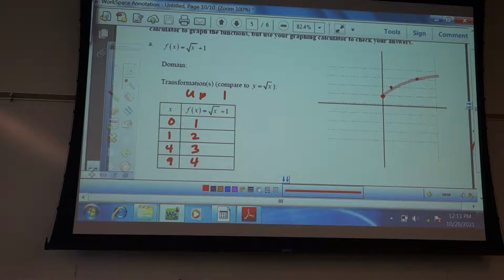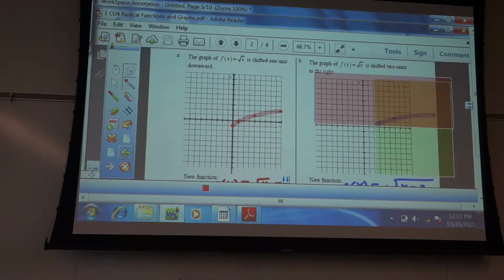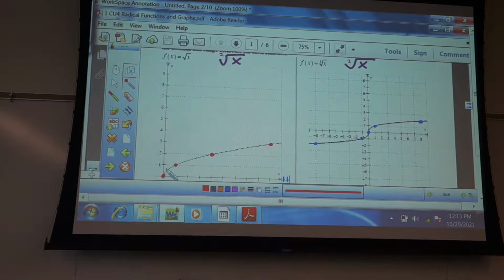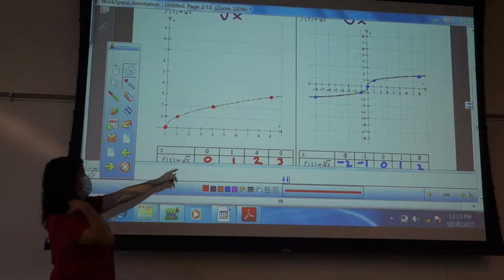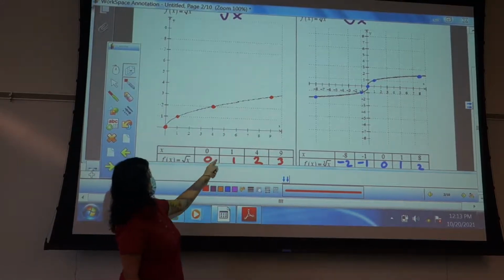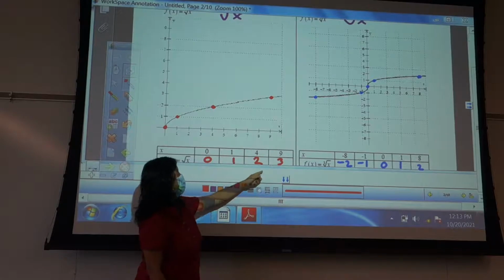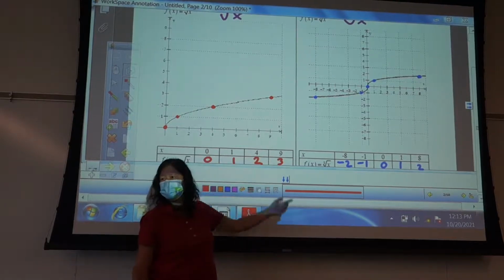And again, you can go back to your first sheet and just look at the numbers. If we go back to our very first sheet, our Bible, we've got it right here. Our x's are going up 1, up 4, up 9, and our y's are going up 1 each time.